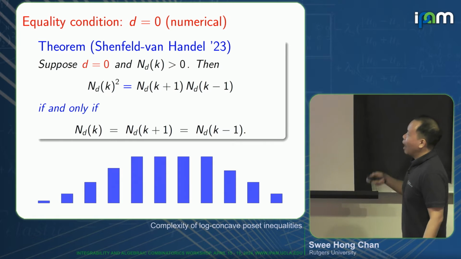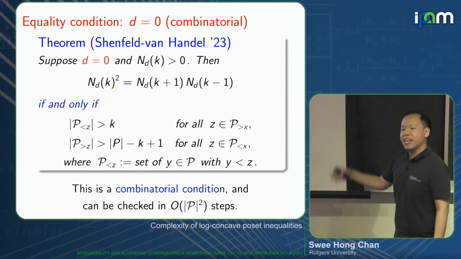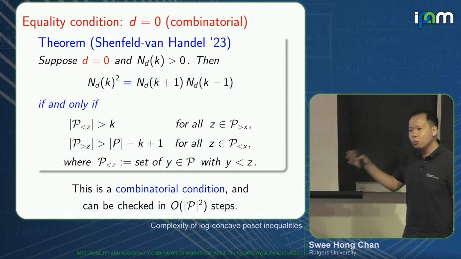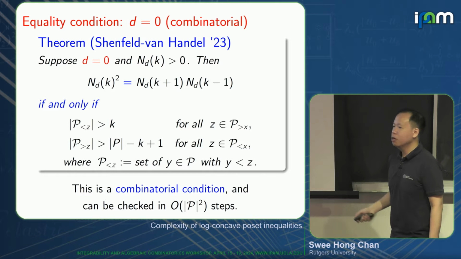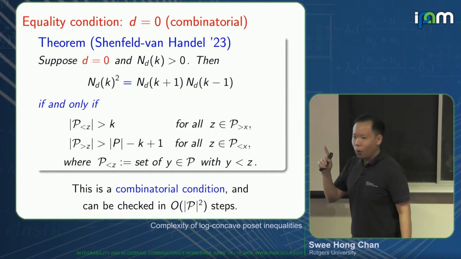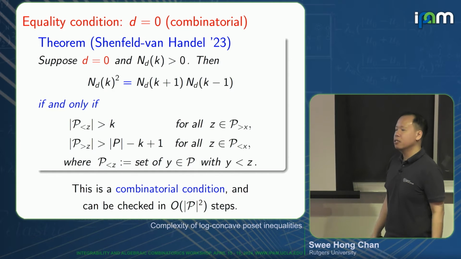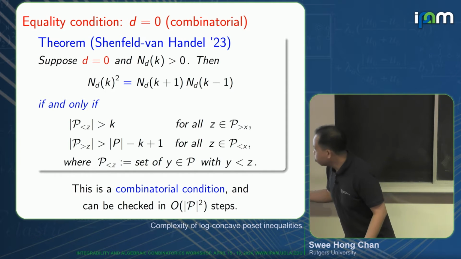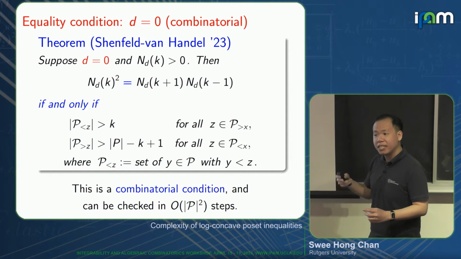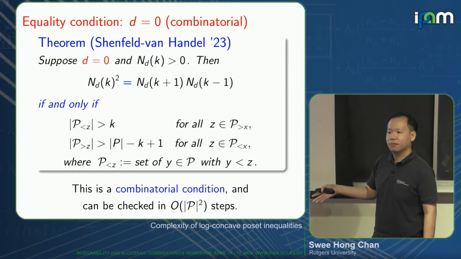And in fact, in order to really answer Stanley's question, they provide an equivalent condition, and this one is combinatorial. The condition is a little bit more complicated than the previous one, but what is important is that this condition is combinatorial, and what's even more important is that it is very efficient. If you read through this carefully, you realize that checking this condition takes at most n squared steps. In particular, it takes polynomial time to check.